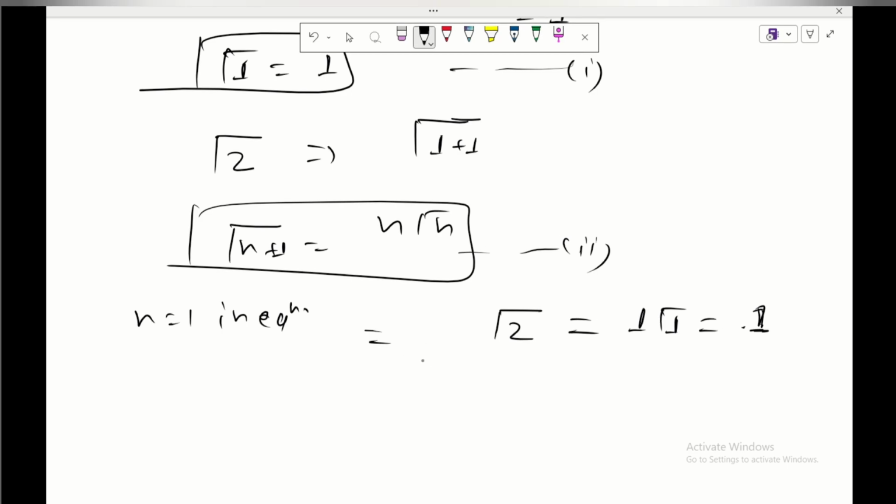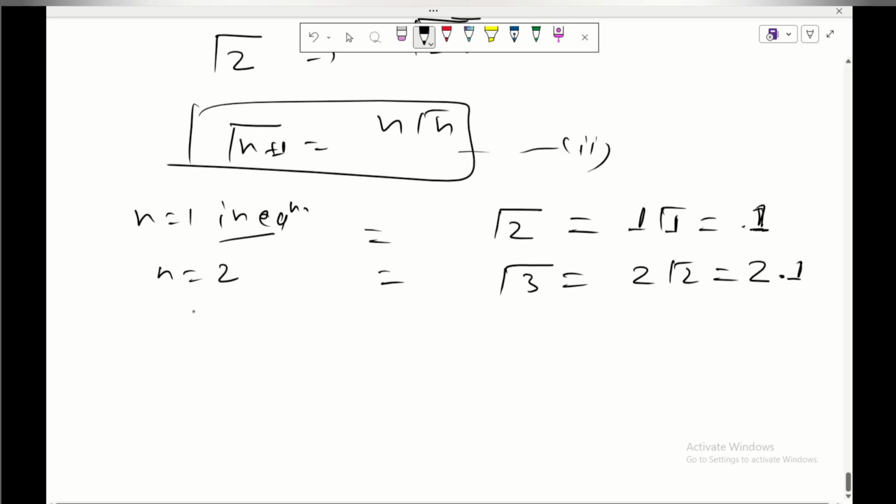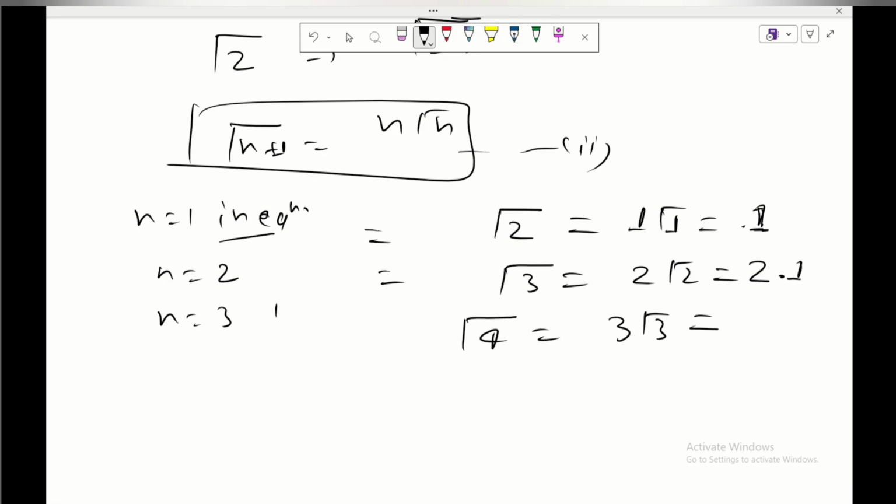Now if I write n = 2 in this very formula, I will get the value of Γ(3) = 2Γ(2), that will be 2·1, because the value of Γ(2) is 1. Okay, now if I put n = 3, what will I get? The value of Γ(4) will be 3Γ(3), that is nothing but 3 into, what is Γ(3)? 2 into 1.